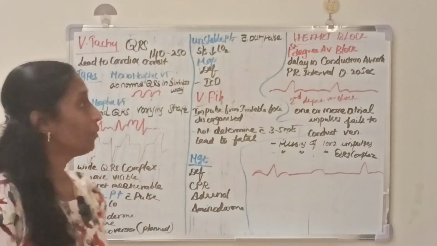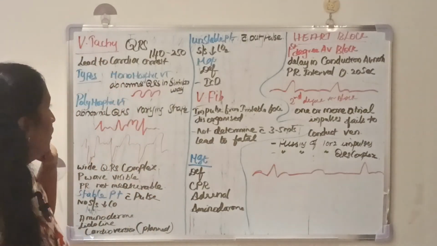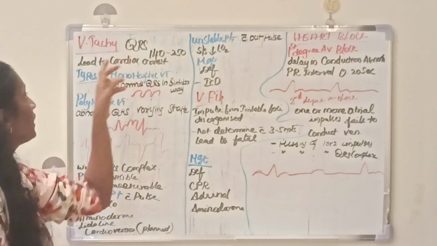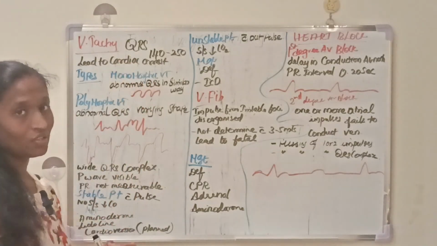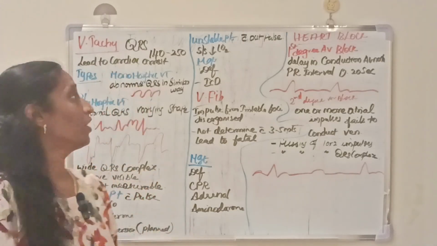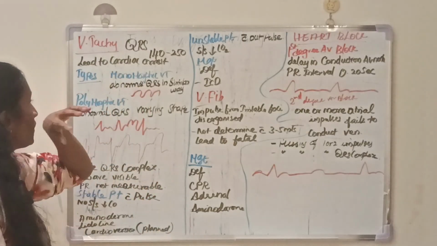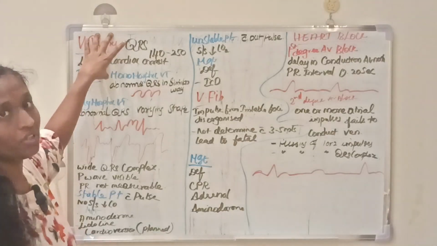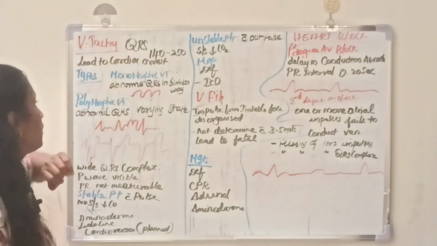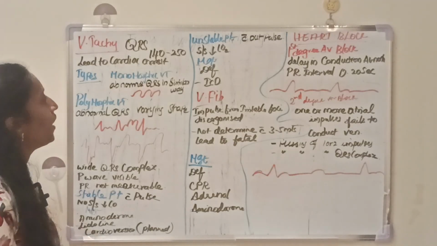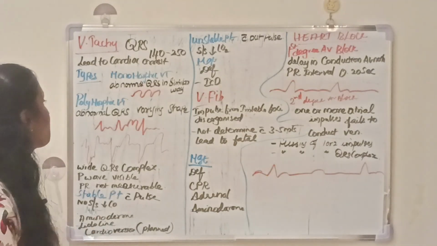Next dysrhythmias are ventricular tachycardia, ventricular fibrillation, and heart blocks. Understand? Okay, ventricular tachycardia is mainly based on the QRS complex, which represents the ventricular depolarization. If ventricular tachycardia is not treated properly, that may lead to cardiac arrest of a person. There is an abnormal QRS complex. The heart rate will be 140 to 250 beats per minute.